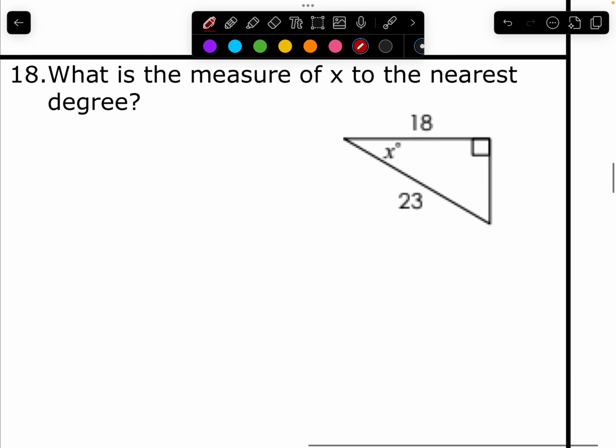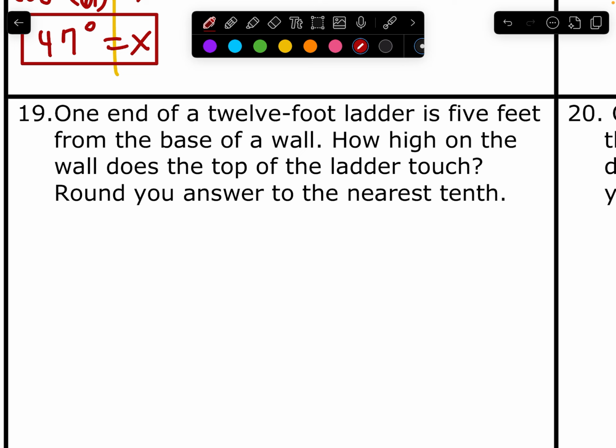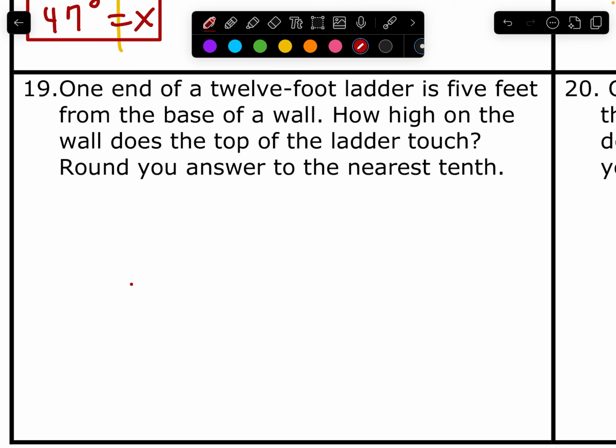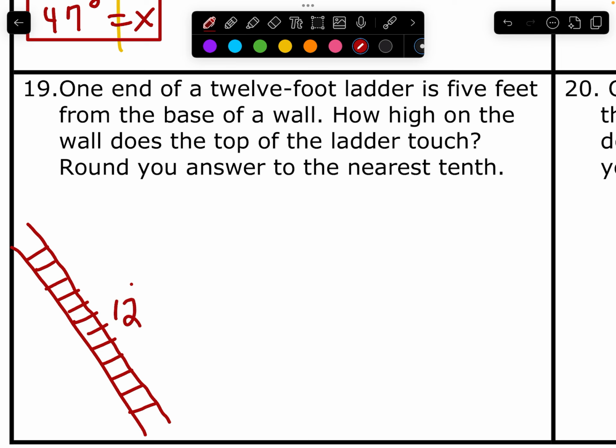And now we're looking at number 19. One end of a 12-foot ladder is 5 feet from the base of a wall. So let's draw that. We got this ladder, and it says that it's a 12-foot ladder. And it's 5 feet from the base. We're trying to figure out how high on the wall, so we want the height, and we want to round to the nearest tenth. Okay, so we have this nice right triangle over here, and we know 2 sides of the triangle. We're just looking for the third side.